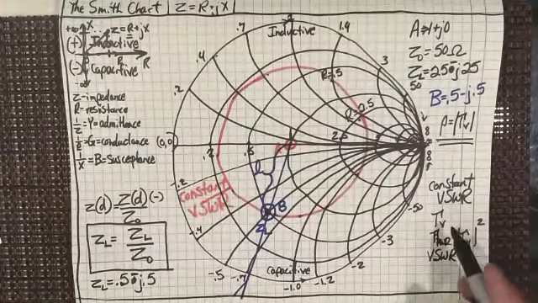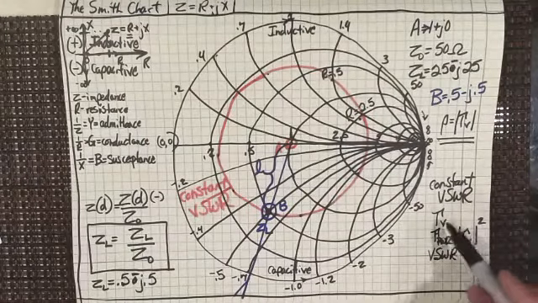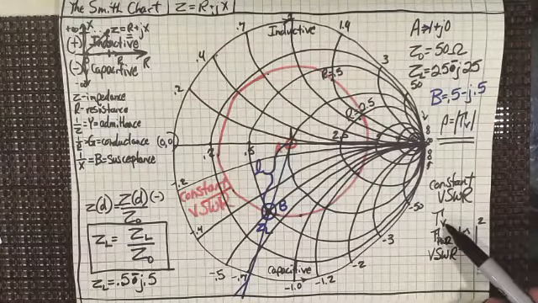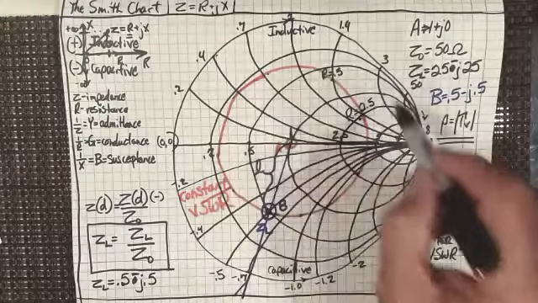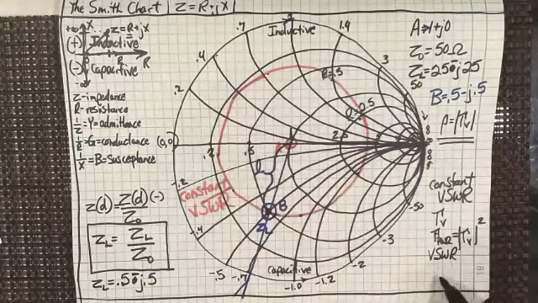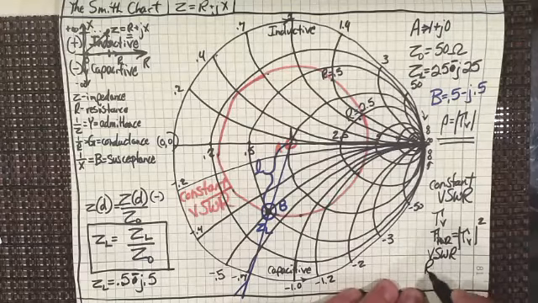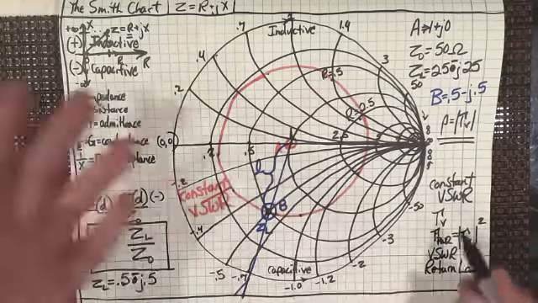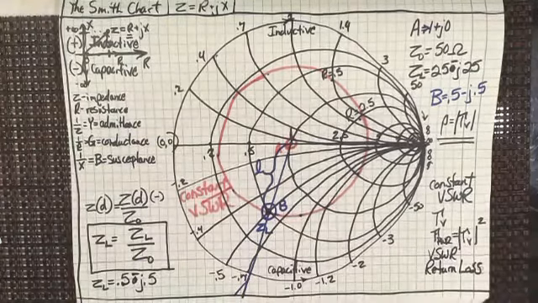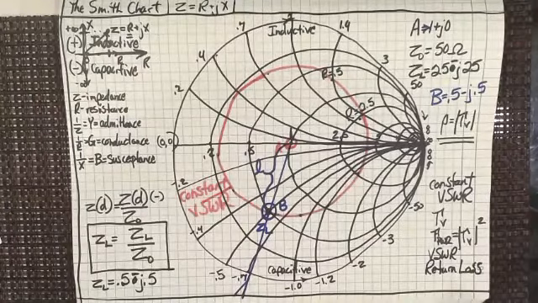So for the constant VSWR circle, they're all going to have the same reflection coefficient. They're all going to have the same power reflection coefficient. They're all going to have the same VSWR. That's why it's called the constant VSWR circle. And the last thing they're going to have is the same return loss, right? Because it's got the same reflection coefficient, they're going to have the same return loss too.